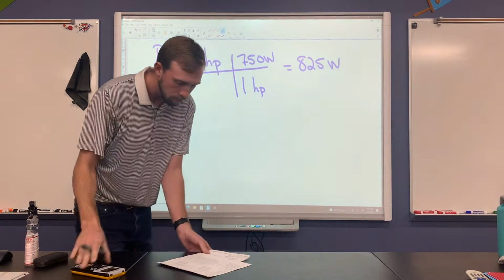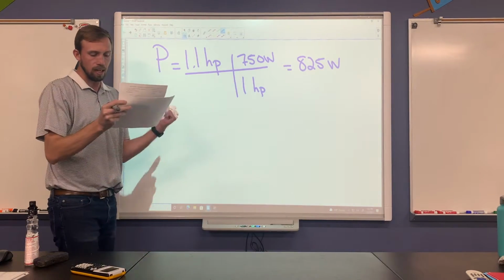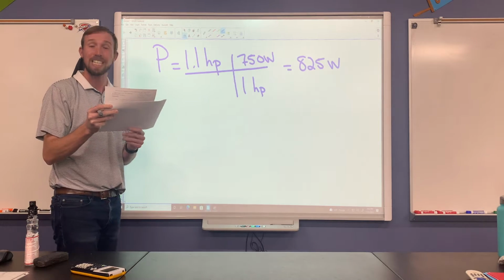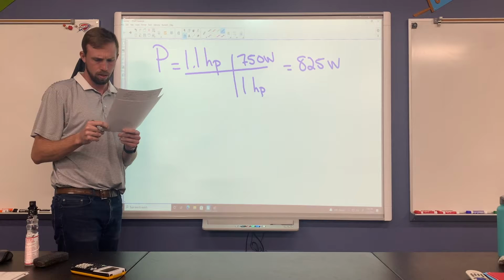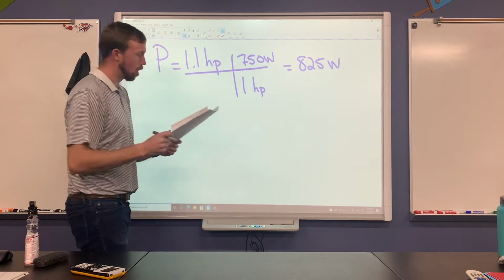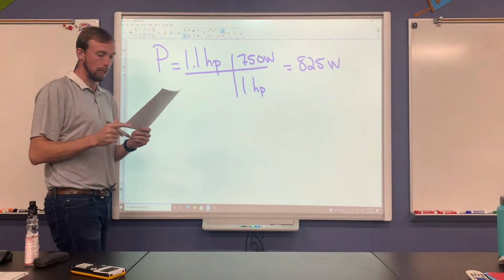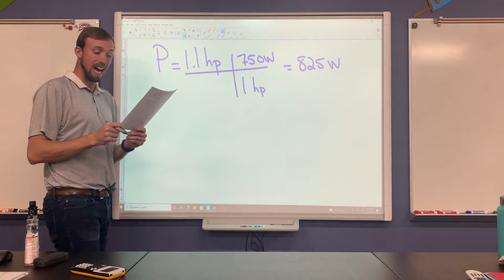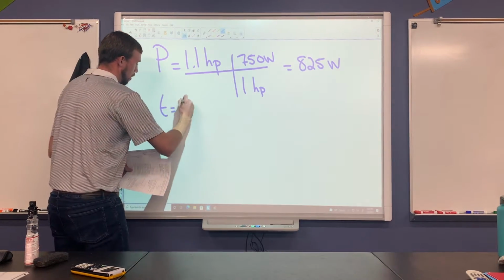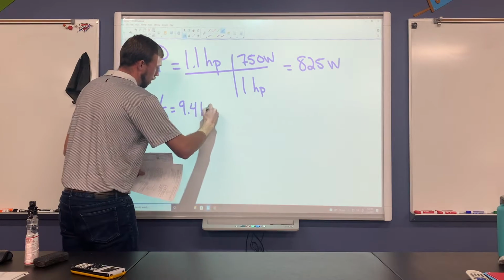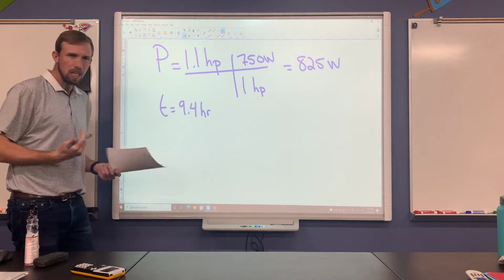Okay, so it says here, how much energy is consumed by the motor daily? Okay, so daily, 9.4 hours. Okay, so we're told that the small air compressor operates electric motor for 9.4 hours a day. So our time here is 9.4 hours.